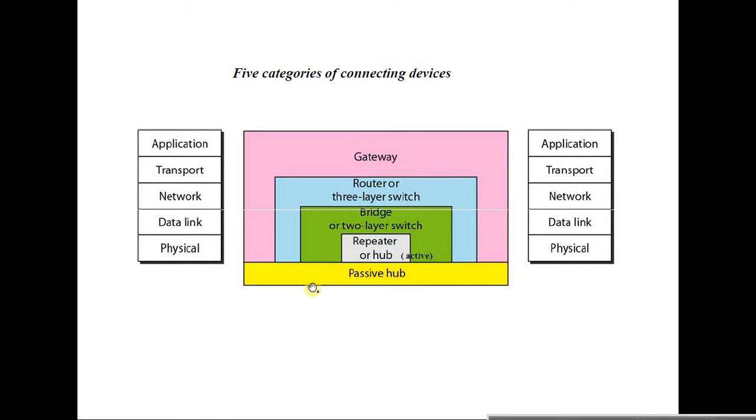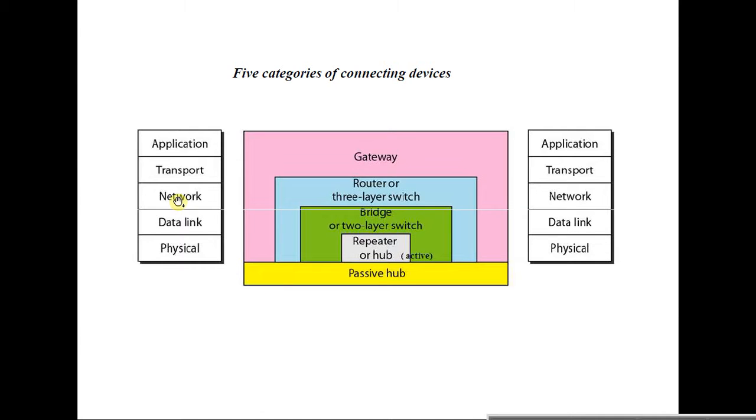So first category is below the physical layer, in which passive hub is used. Second is at the physical layer, the devices that operate on the physical layer are called repeater and hub. Third category is the devices that operate at the physical layer and data link layer. These are called bridge and 2-layer switch.